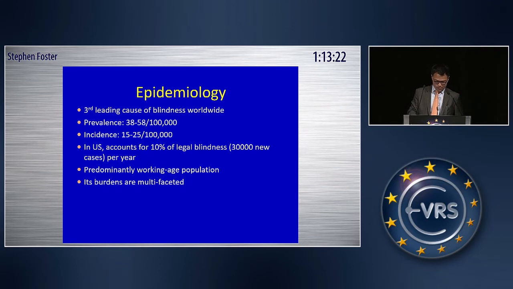So, epidemiology. Uveitis is the third leading cause of blindness worldwide, and the prevalence is low compared to all other systemic or even just ocular diseases. But we see them, and especially when you're at a tertiary center, you can get pretty busy seeing uveitis patients. In the US, it accounts for 10% of legal blindness each year, which equals about 30,000 new cases a year. What's special about uveitis is that it predominantly affects younger people, the working age population. So the burden is pretty multifaceted.